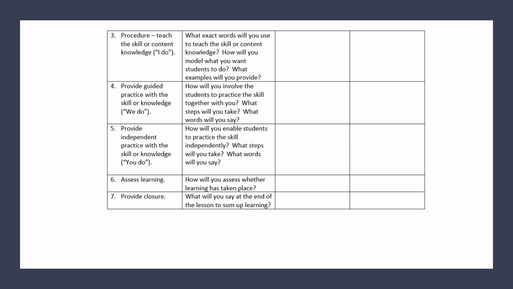Number 7, provide closure. This is where you step up at the end and provide closure to the lesson by summarizing the lesson. This is really a summary of the lesson. In conclusion class, we learned today that we can do 2-digit by 2-digit multiplication by first multiplying the ones by the ones, the tens by the ones, etc.